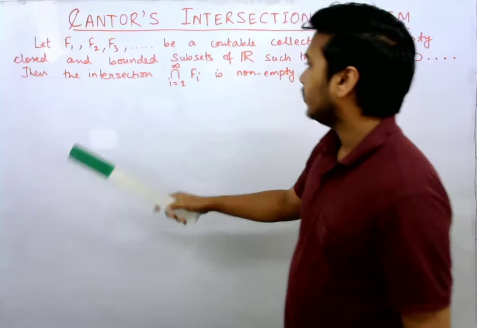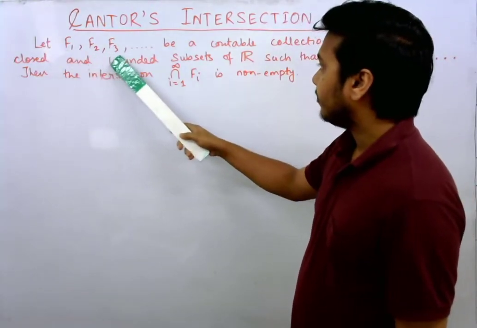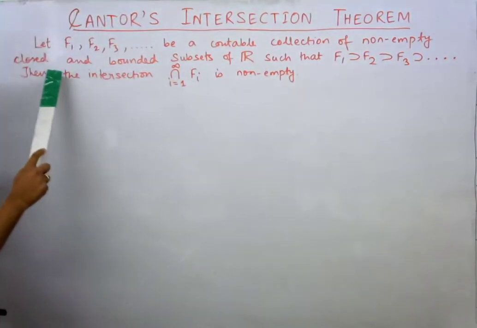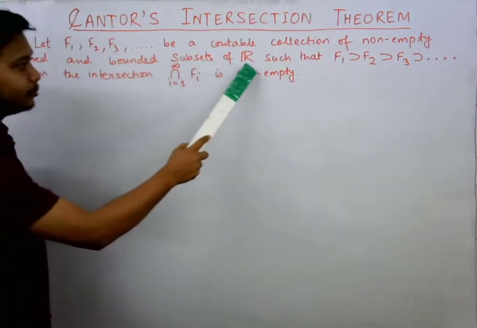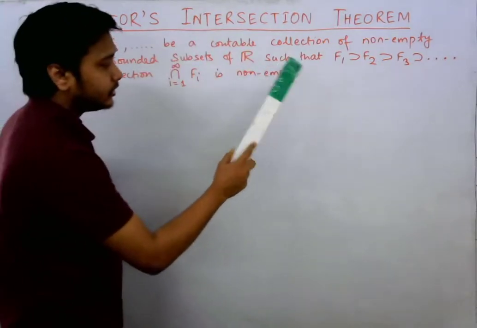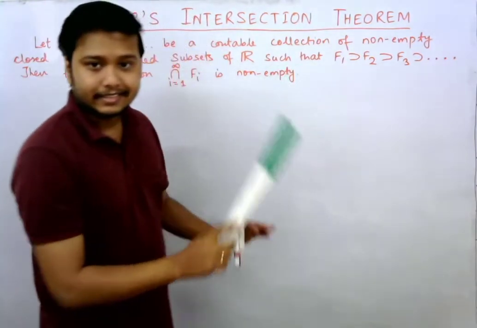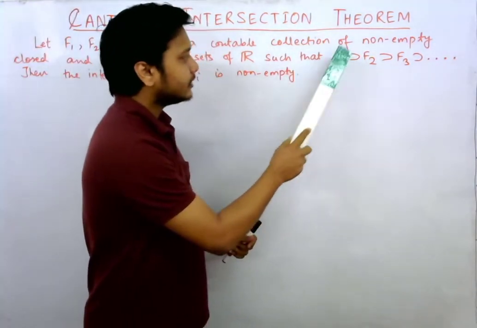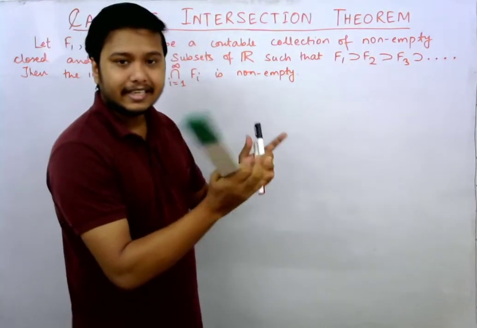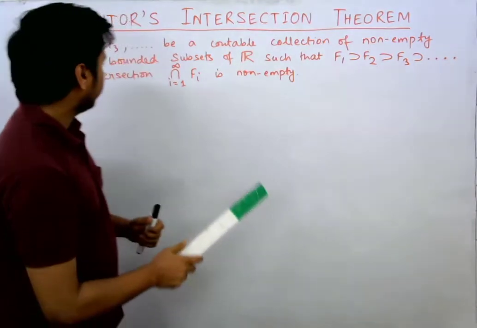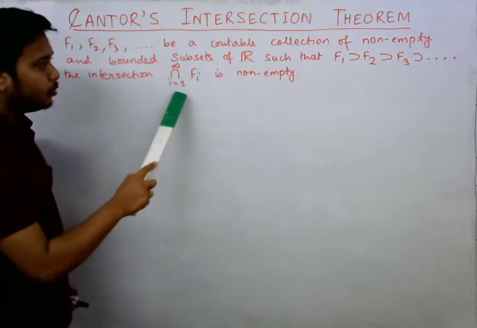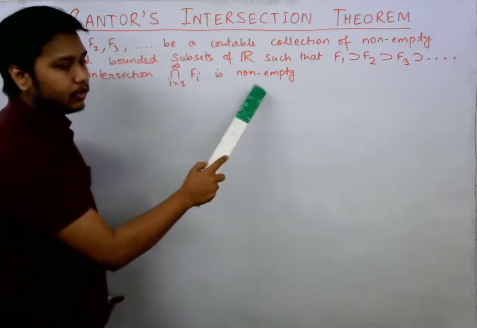The statement of the theorem is: let F1, F2, F3 and so on be a countable collection of non-empty closed and bounded subsets of R, that means closed and bounded subsets of real numbers, such that this property is established: F2 is a subset of F1, F3 is a subset of F2 and so on. So basically we are getting a nested kind of intervals here. Then the intersection of all these closed and bounded subsets of R is going to be non-empty.